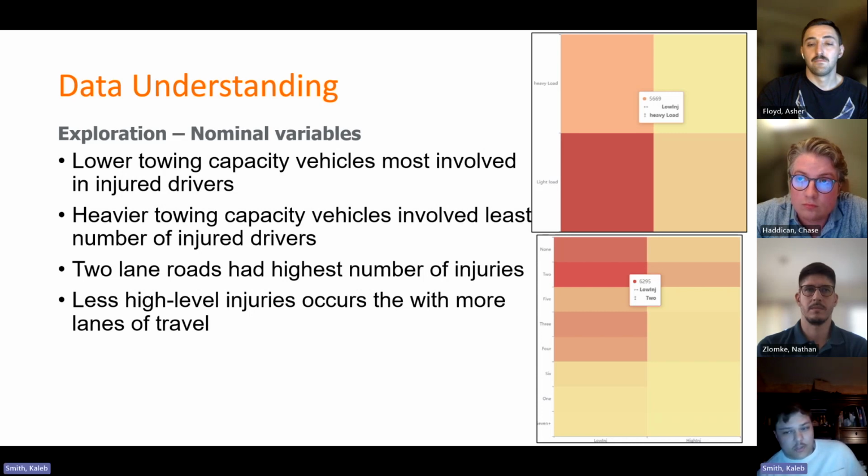Two-lane roads had the highest number of injuries overall. The more lanes there were, the fewer high-level injuries were accounted for.